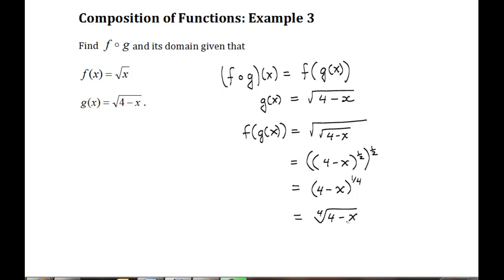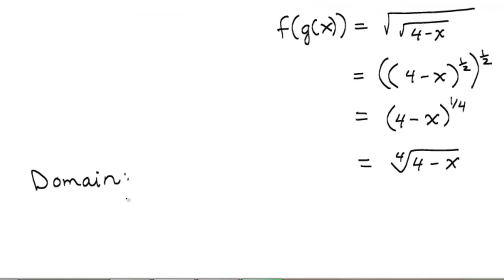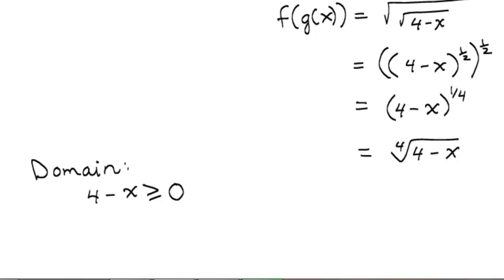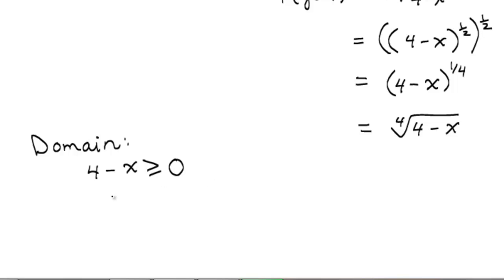So now we need to figure out how we're going to get this domain. Now the rule is you cannot take the root of a number which is less than 0. So therefore, using that logic, 4 minus x must be greater than or equal to 0. So let's solve for what x needs to be in this case. We get negative x must be greater than or equal to negative 4.